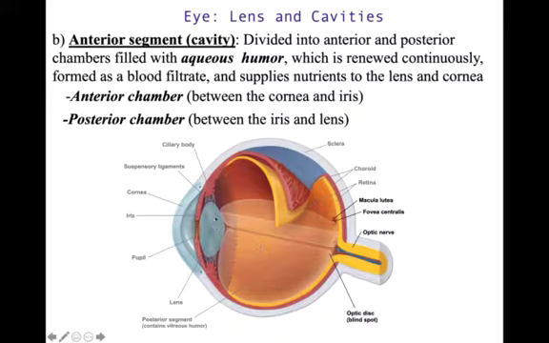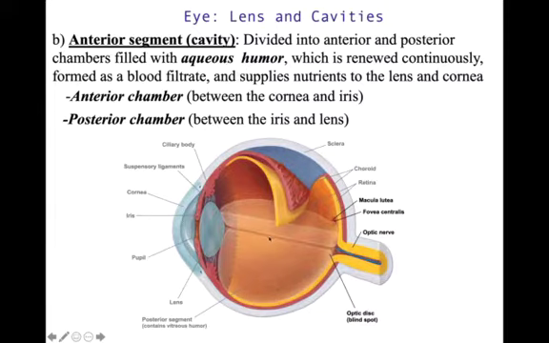Now, if behind the lens is called the posterior segment, then in front of the lens, from lens to iris, iris to cornea, this fluid-filled space here is called the anterior segment. The name of the fluid that fills your anterior segment is the aqueous humor. So the space from the cornea to the iris is filled with aqueous humor. From the iris to the lens, this space here is also filled with aqueous humor.